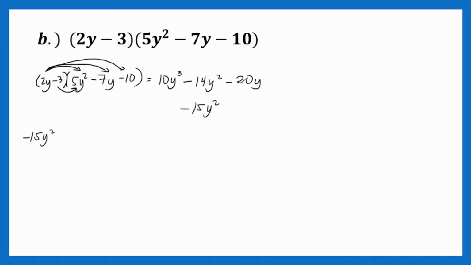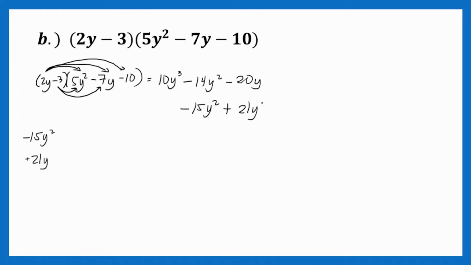Alright? Next. Negative 3 times negative 7y. Negative times positive. Ano yon? Positive. Tama? That's positive. So, 7 times 3 or 3 times 7, that is 21y. Tama? Pwedeng wala na itong plus, pero since we're going to put it here, so that is plus 21y.